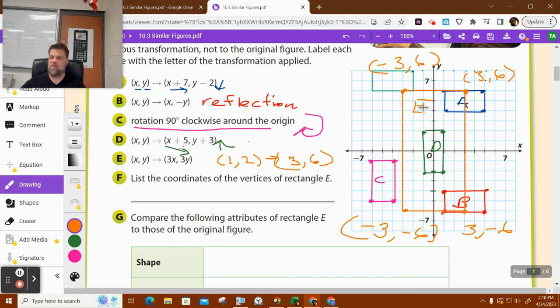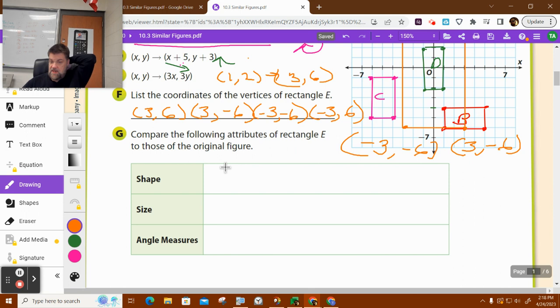And if I wanted to write them all together, so I labeled them on the graph, but let's write them all together. So we've got 3, 6, 3, negative 6, negative 3, negative 6, and then lastly, negative 3, positive 6. It says, compare the following attributes of rectangle E to those of the original figure.